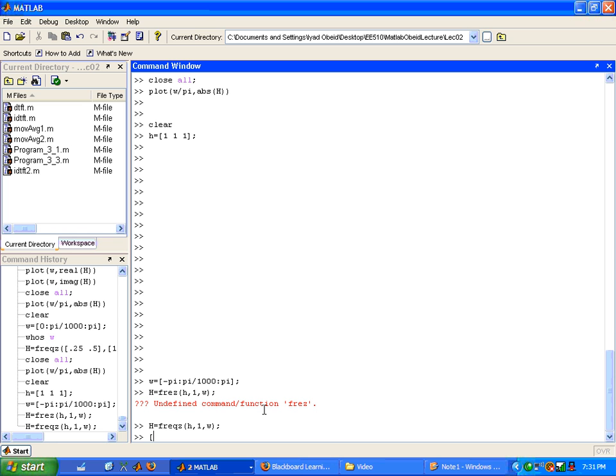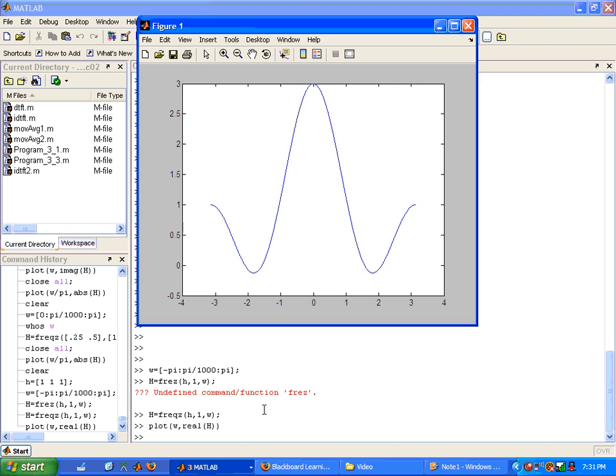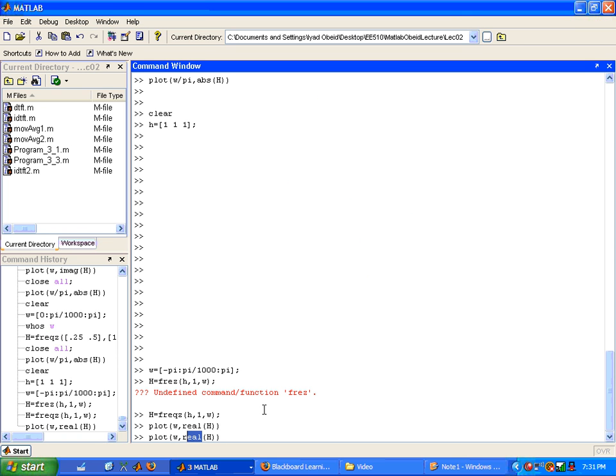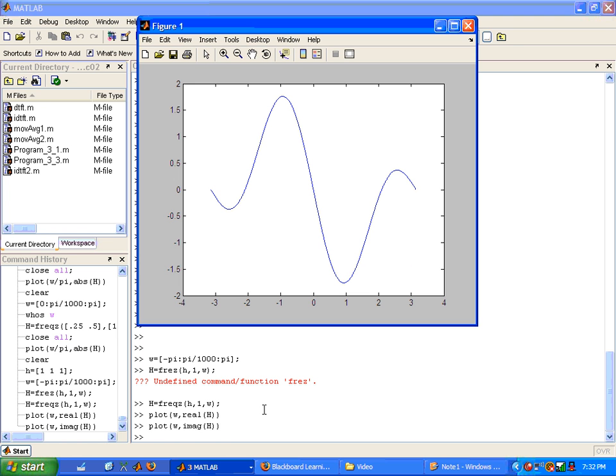Okay, so plot omega, abs of h. I'm sorry, I wanted the real part and the imaginary part. So the theory is that we've got an even function, so the Fourier transform should be purely real. Here's the real part, which is as expected. It exists and it's symmetric. And now the imaginary part should be 0. It's not.